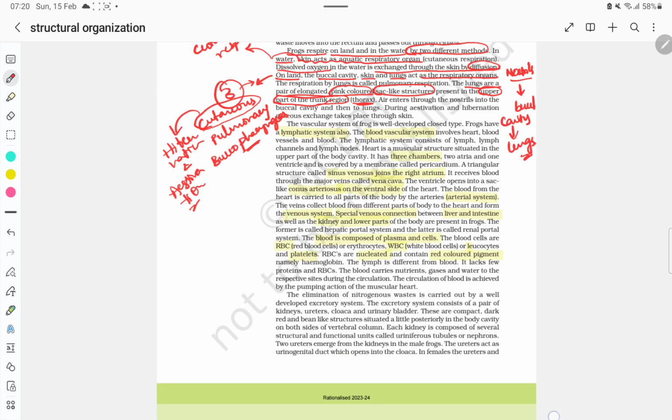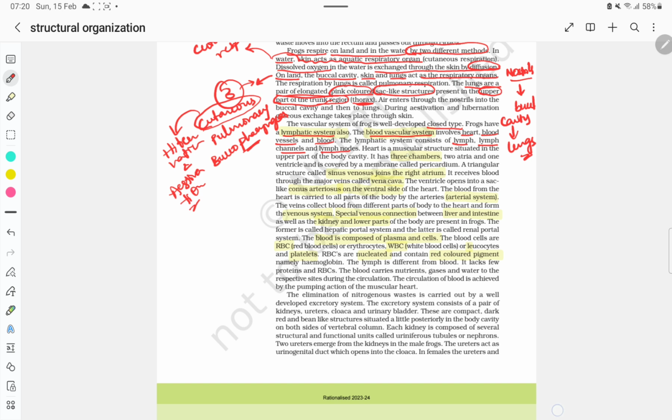Coming to the circulatory system, there are two systems over here, vascular system and lymphatic system, and we know that the blood circulatory system is closed type. It is having lymphatic system and blood vascular system. The blood vascular system includes heart, blood vessels and blood. Lymphatic system includes lymph channels and lymph nodes.